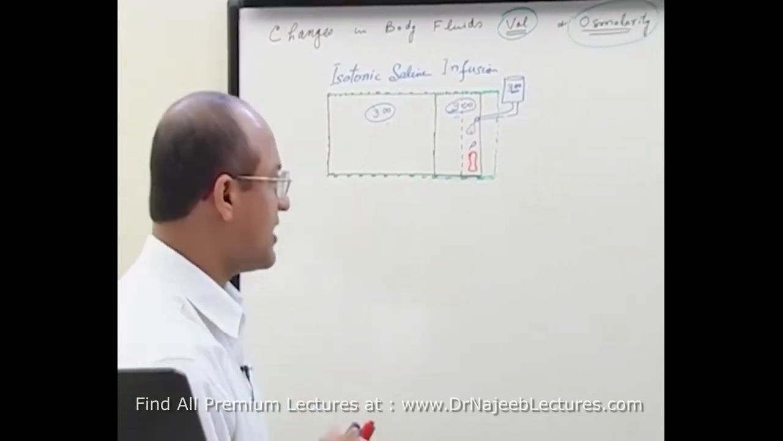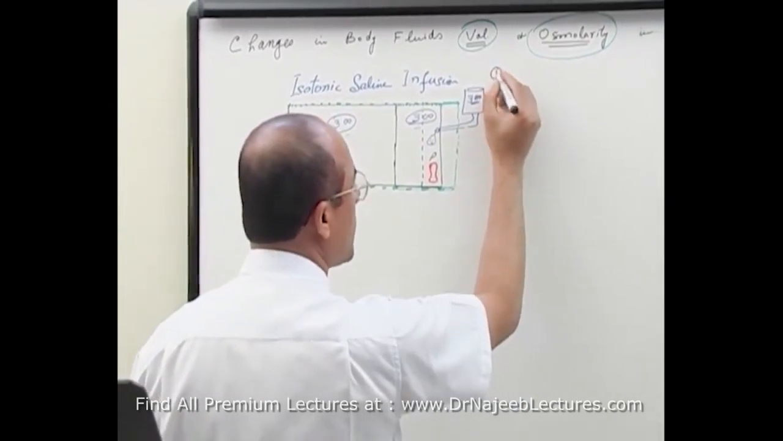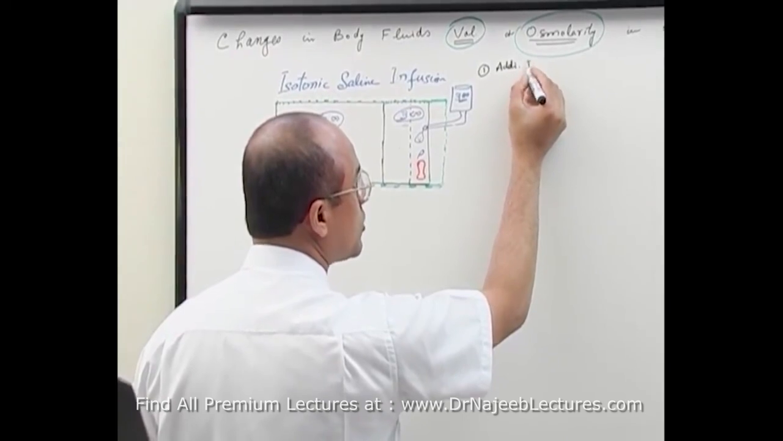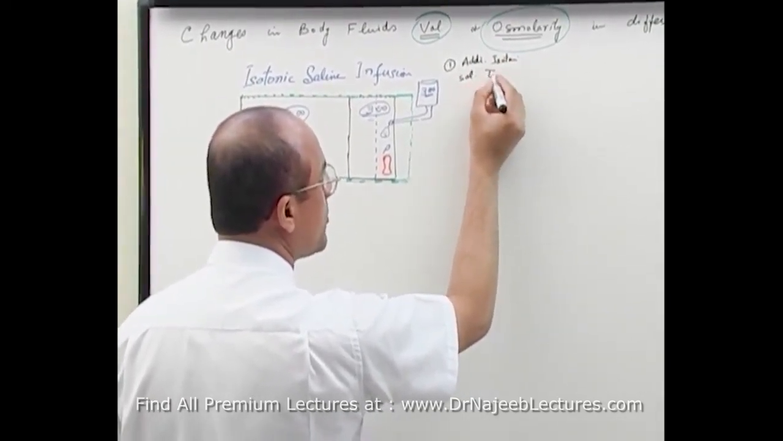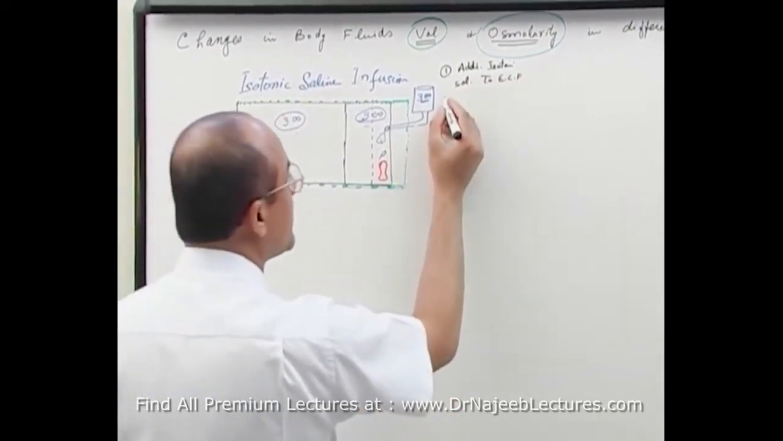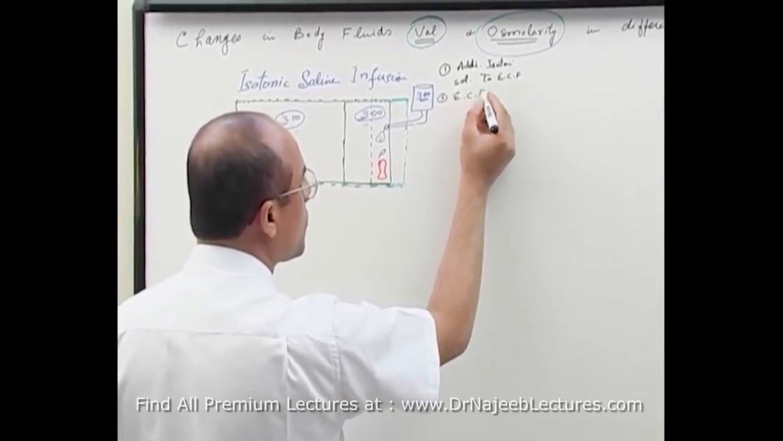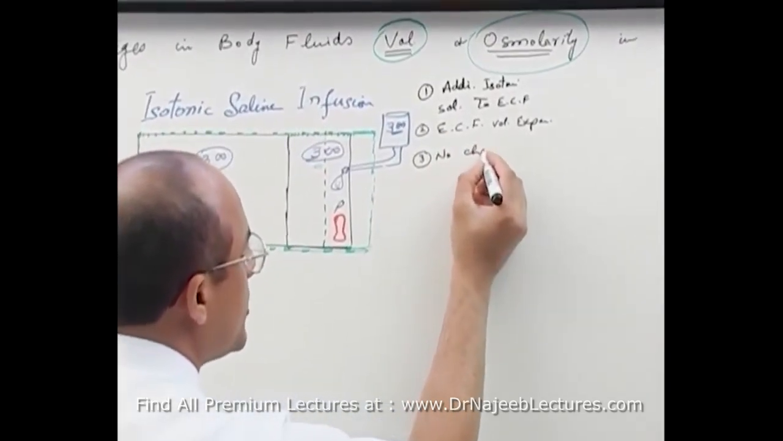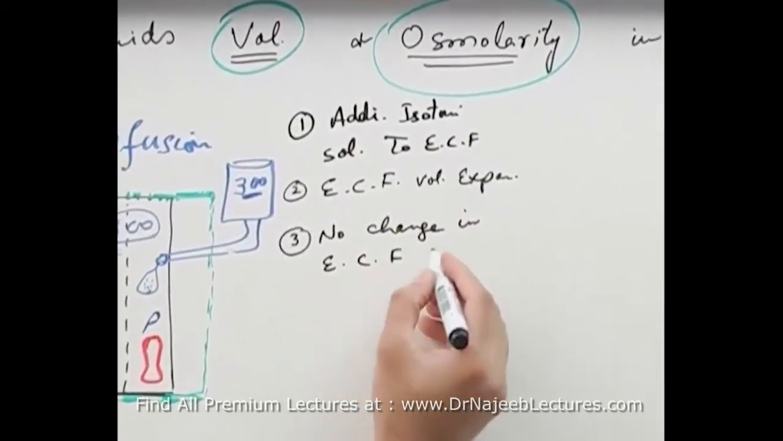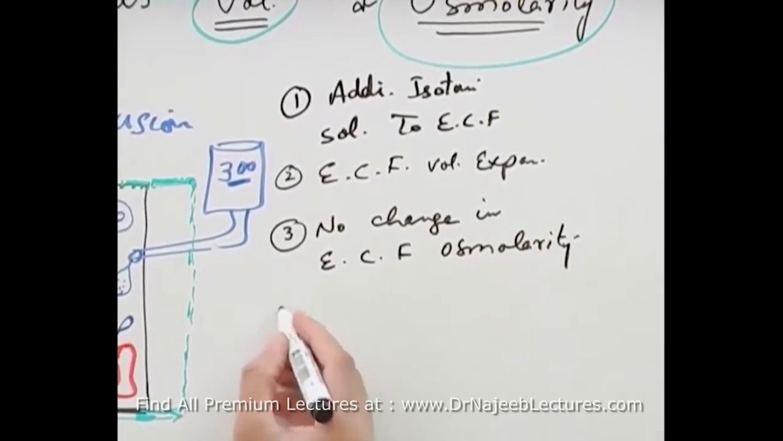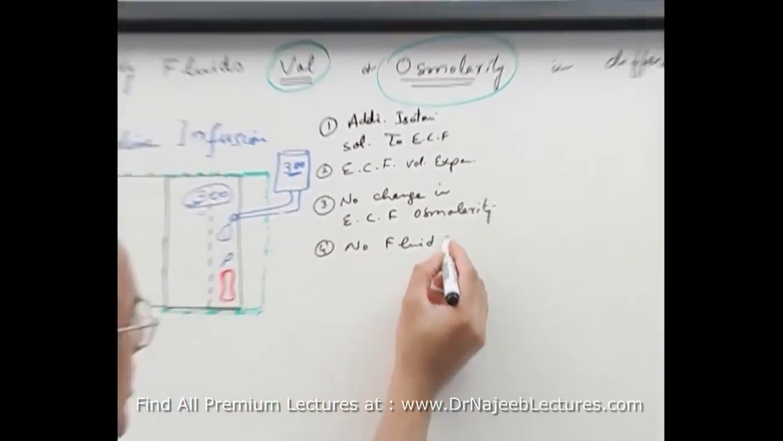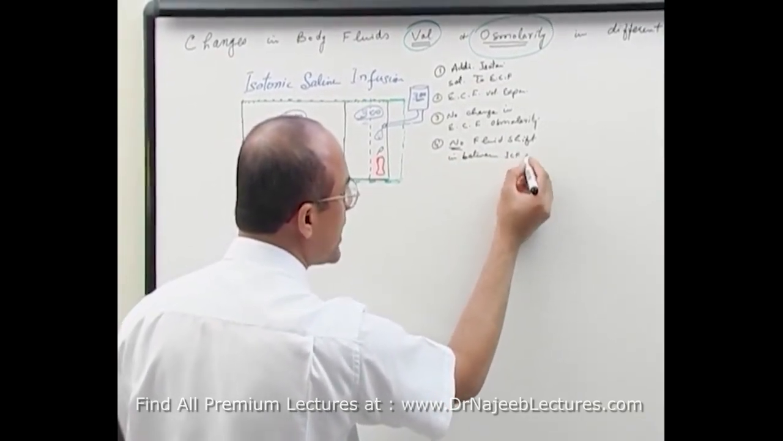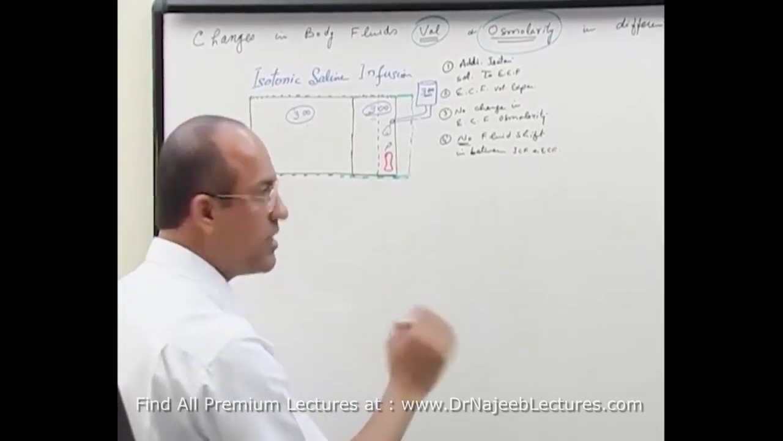Am I clear? You will write this down step by step. Step number one, what was the change? Addition of isotonic solution to extracellular fluid. This is point number one. This will lead to extracellular fluid volume expansion. Number three, no change in extracellular fluid osmolarity. So no fluid shift. Fluid shift in between which two compartments? No fluid shift between intracellular fluid and extracellular fluid compartments. Is that right?